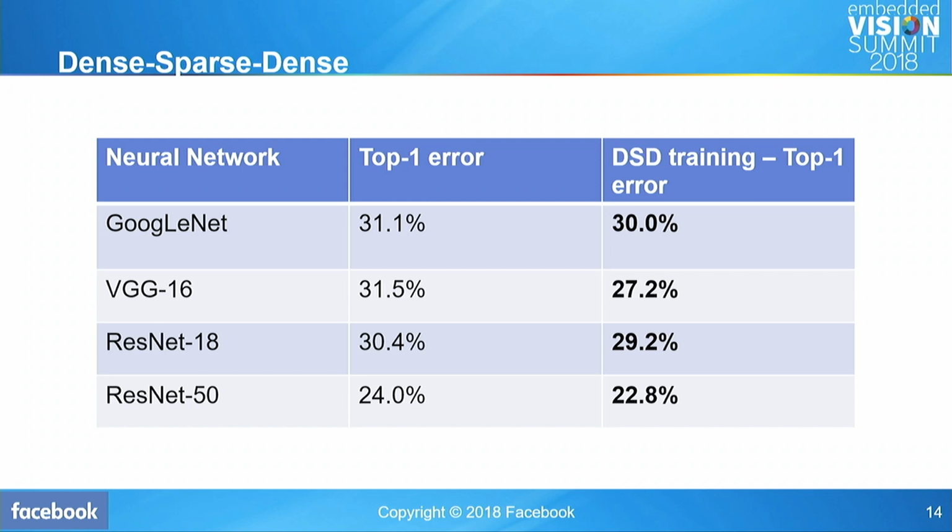These are ImageNet numbers comparing the same training process with the top-one error versus dense-sparse-dense training error. You can see in GoogleNet and ResNet 50, you can get 1-2% improvement on ImageNet in computer vision. Similar applies for speech and other techniques as well.